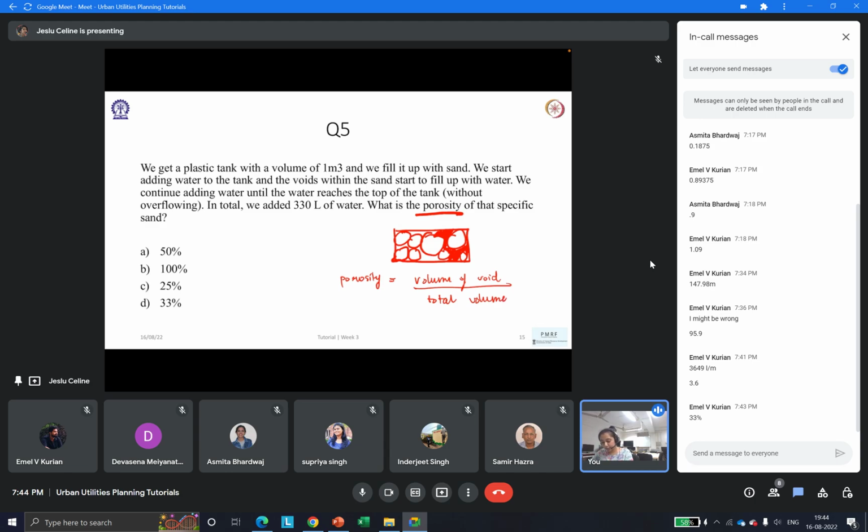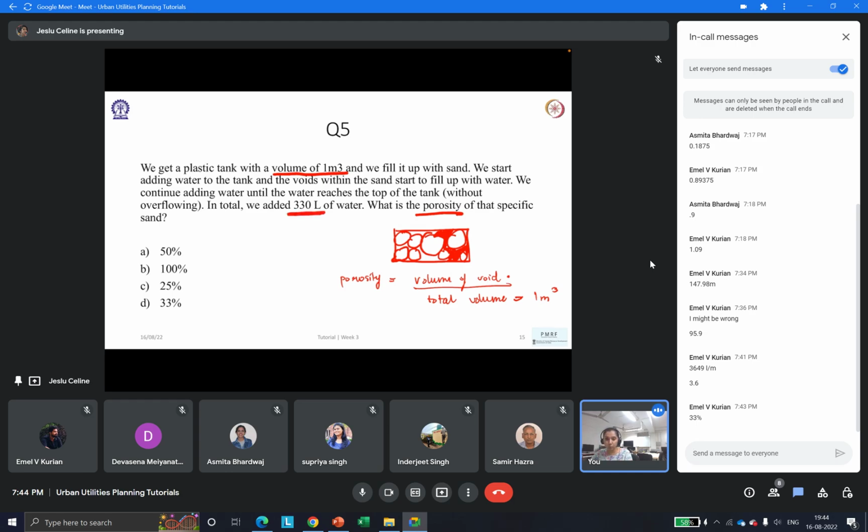So let's see whether we can find how much volume of void is there, whether we can get the information from the question. We know that the overall volume is 1 meter cube. The total volume we already know is 1 meter cube, and we are filling the entire volume with sand. So that is sorted. And into the sand, we are adding around 330 liters of water.